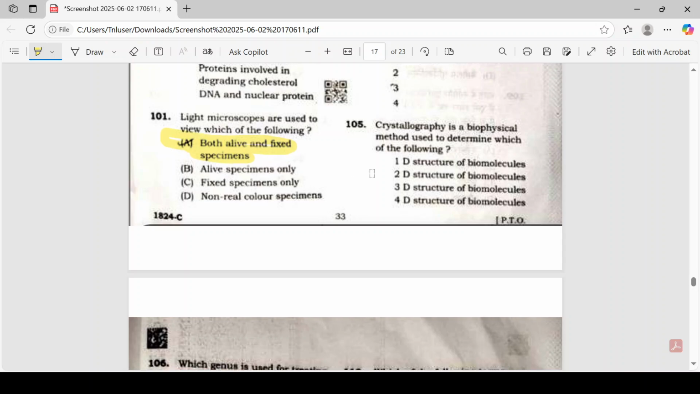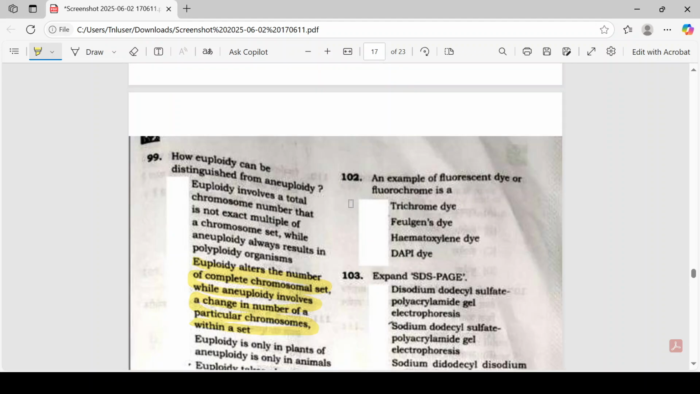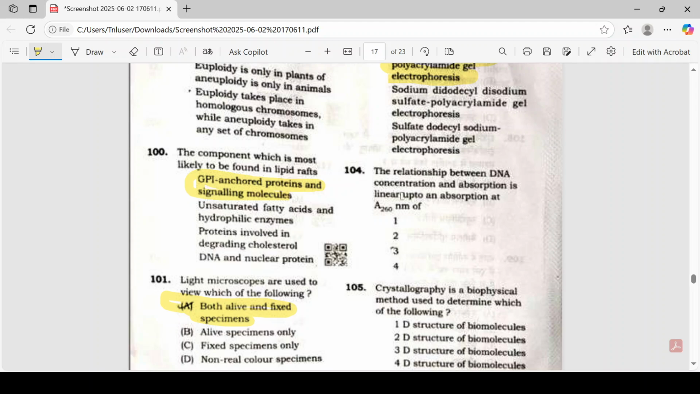Okay, let's now move to the next question. An example of fluorescent dye or fluorochrome is, so the correct answer to the question will be DAPI dye. Question number 103. Expand SDS PAGE. The correct answer to this question will be sodium dodecyl sulfate polyacrylamide gel electrophoresis, that is SDS PAGE. Let's now move to question number 104.